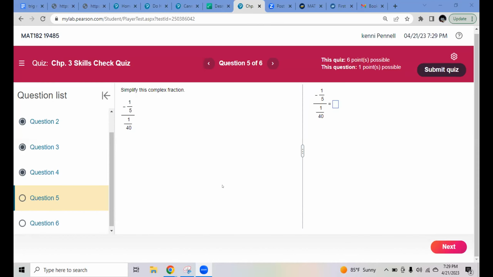It says simplify. I only know how to solve this. Okay, let me grab a quick snip and share my screen and talk you through it. It probably looks more difficult than it actually is.